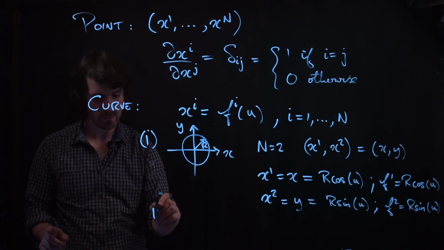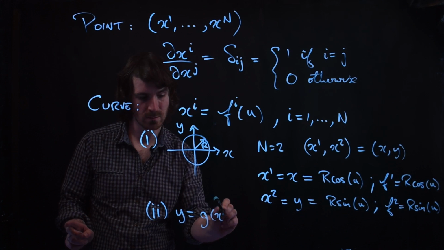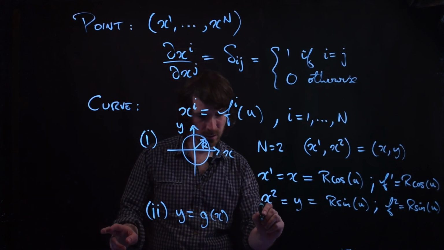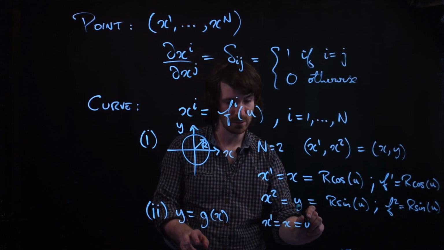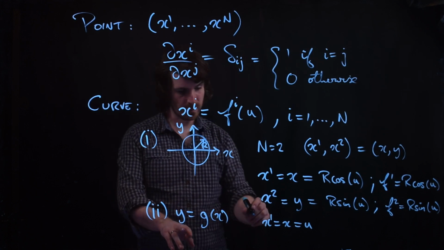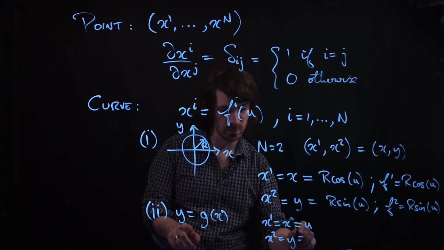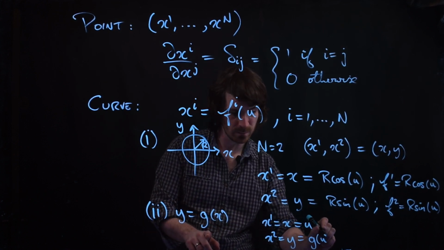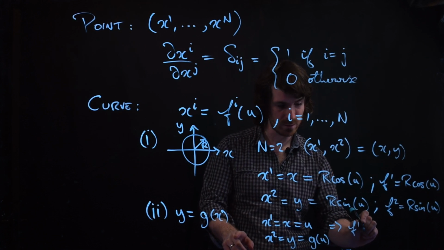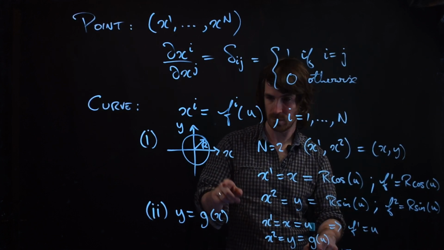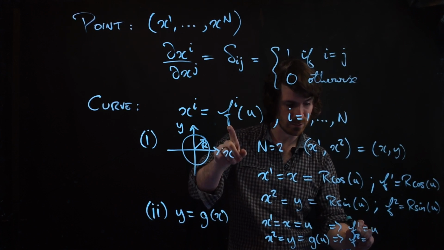So we can think about a second example. Let's say y equals some function g of x. Okay, so here our x1 again is x, and it's some parameter u. And our second coordinate, x2, is y, and that equals g of u. So going back here, our f1 is just u, and our f2 is g of u.